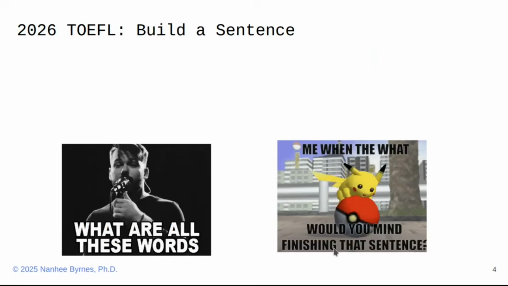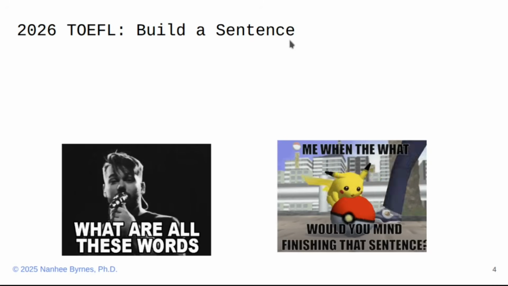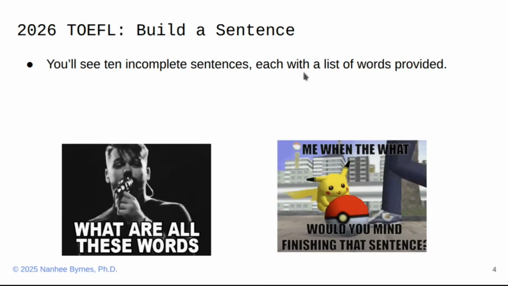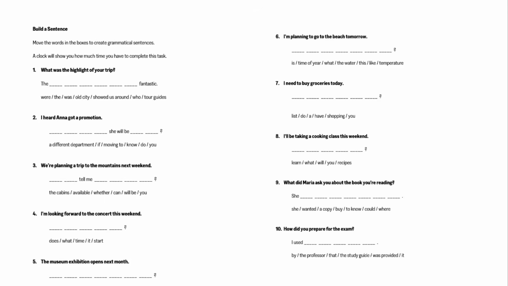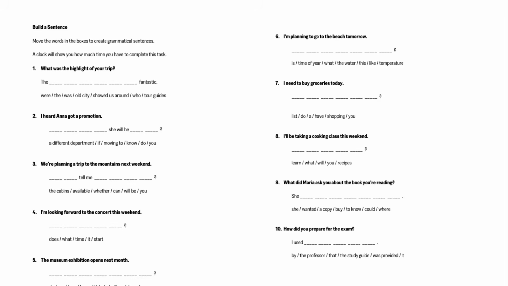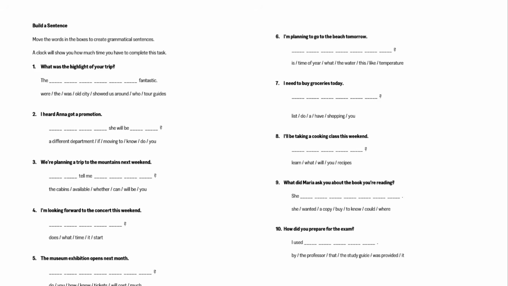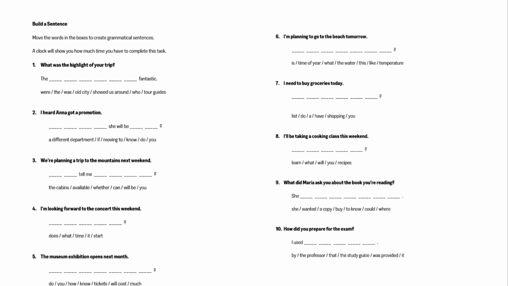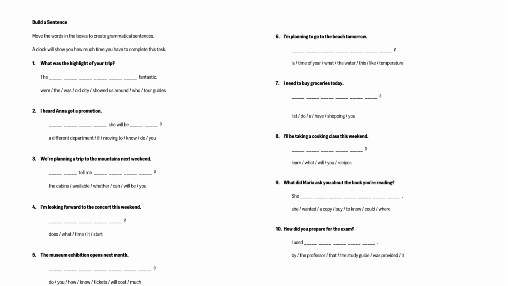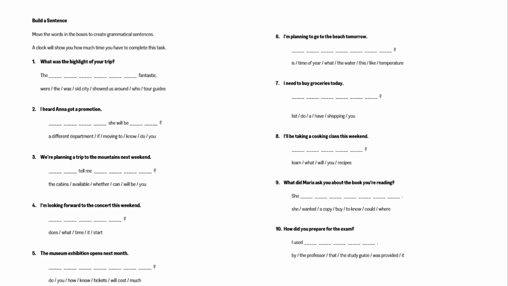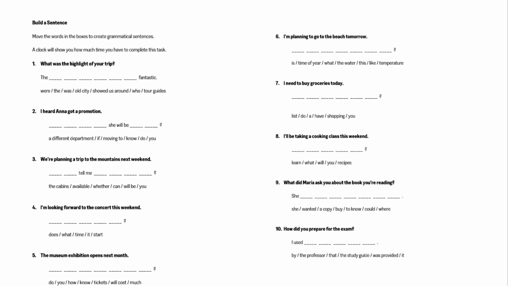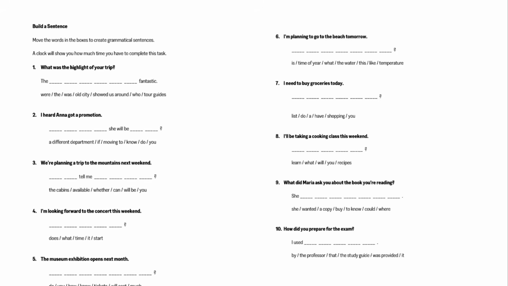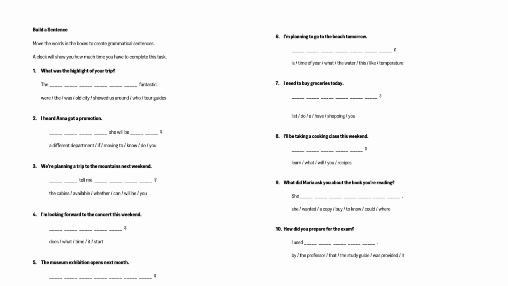So what exactly happens in this Build a Sentence task? You'll see 10 incomplete sentences, each with a set of words provided. Your job is to arrange those words into a grammatically correct English sentence. This task is really a test of your understanding of English word order, not just vocabulary or grammar in isolation, but how everything fits together naturally. And that's why this question type is so important. It tests the kind of instinct native speakers have automatically, that sense that "this just sounds right." But for language learners, that sound isn't magic, it's logic. And that's exactly what we'll uncover today, the logic behind English sentence structure.